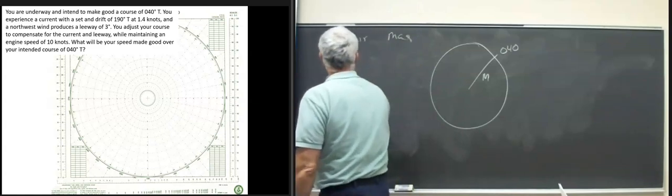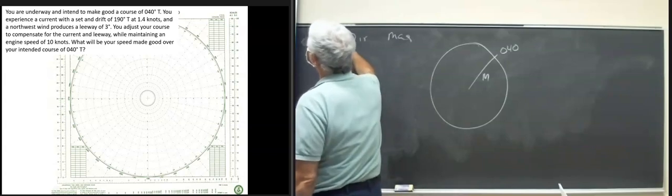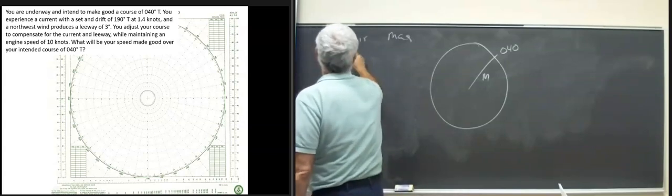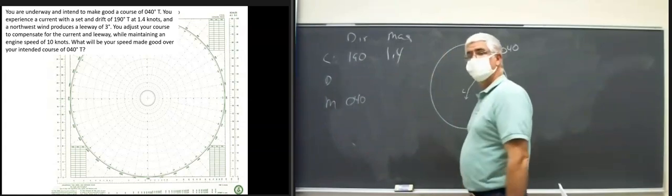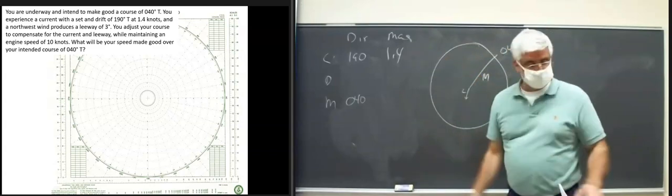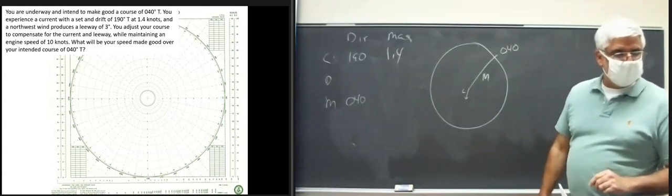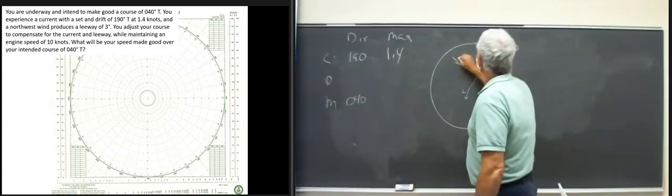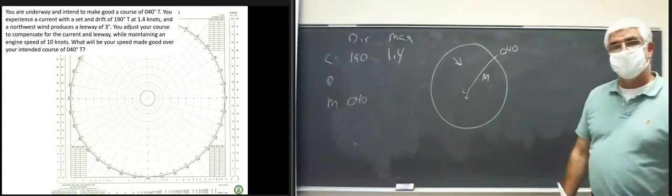Okay, so made good. So I'm going to put 040 here. Where am I going to put the 190? The current is 190, and the speed is 1.4. Okay, great. So I can go over here, and I can go 190, 1.4. That's current. I'm just ballparking it. It's going to show up nicely up there. And there's a northwest wind causing 3 degrees of leeway.